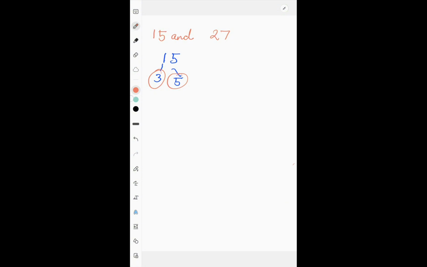Now we have the prime factorization of 27. Let's start with the factors of 3 and 9. 3 times 9 equals 27. So 3 and 9 are factors of 27. 3 is prime, so we are done there, but we can break 9 down. 3 times 3 equals 9. So 3 is a factor of 9. 3 is prime, so we are done there and there. And that's the prime factorization of 27. We can't break that down any further.